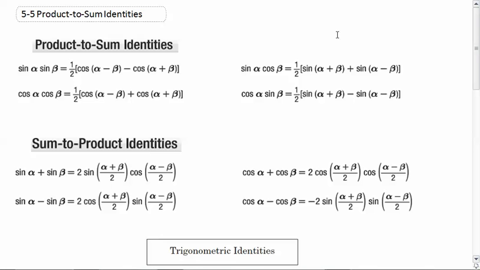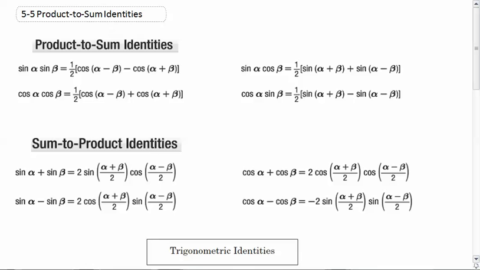Sum to product is very similar, except we have the sine of alpha plus sine of beta, or sine of alpha minus sine of beta, or cosine of alpha plus cosine of beta, and cosine of alpha minus cosine of beta. And then we are rewriting these as a product. So make sure you look these up, make sure you do some problems with these, and you become familiar with how they're actually applied. You probably will be able to use these or reference these equations on your quiz or your test, but you'll still need to know them.